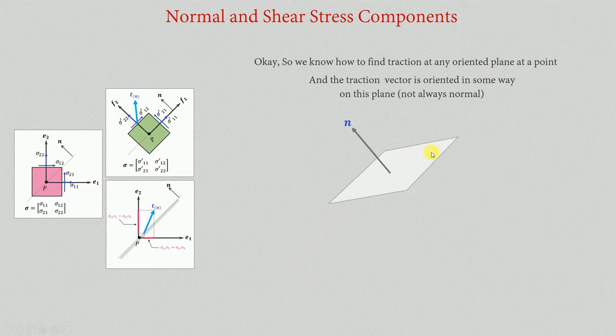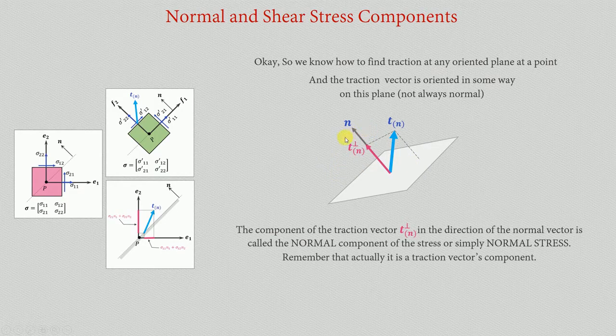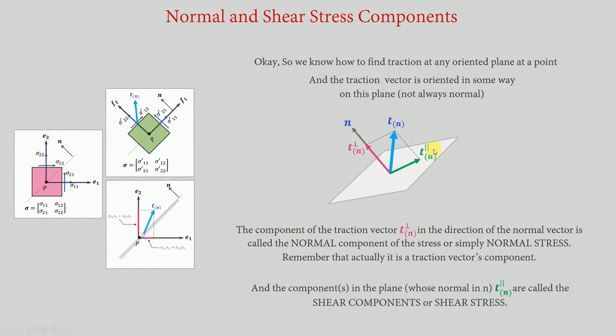Now consider this random plane at a point P inside a body. This is the normal unit vector for this plane, and this is the direction of the traction on the surface at the point. Now if you take the projection of this traction along the normal, and also the projection on the plane, you get two components. This is sigma n perpendicular and sigma n parallel.